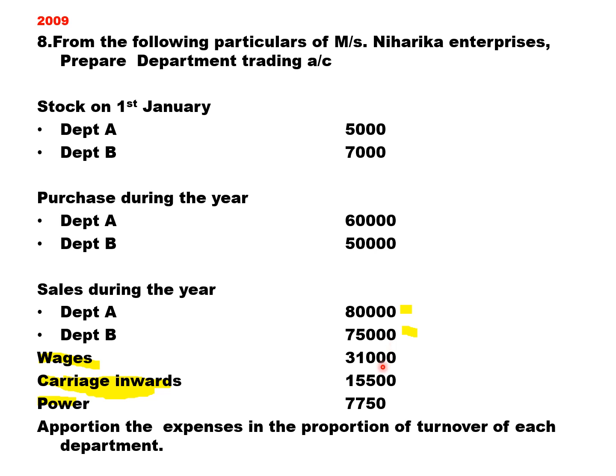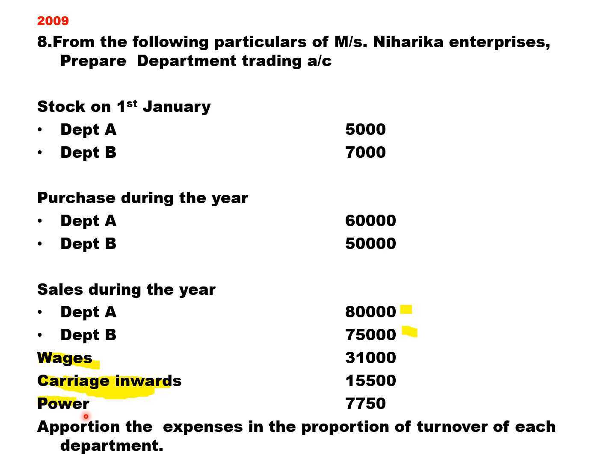Now we have wages, you have to distribute. Carriage inward, you have to distribute. Power, you have to distribute. Apportion the expenses in the proportion of turnover of each department. Apportion means distribution. Turnover means sales. So wages distribute in sales ratio. Carriage inward distribute in sales ratio. Power distribute in sales ratio.